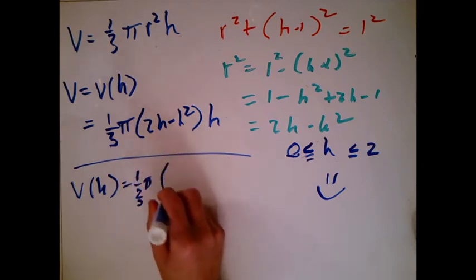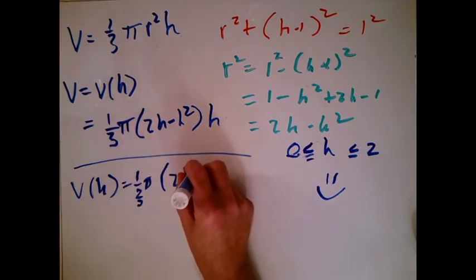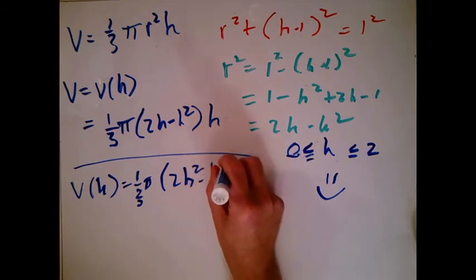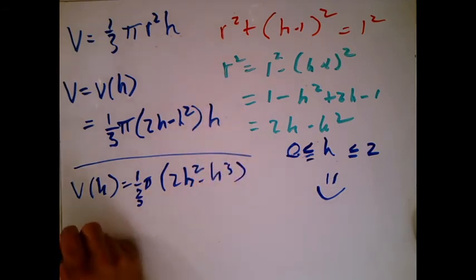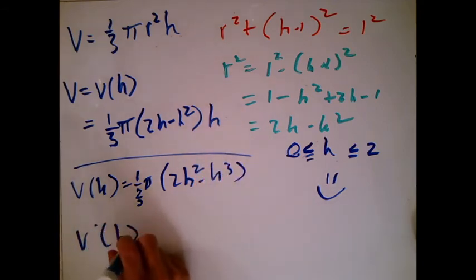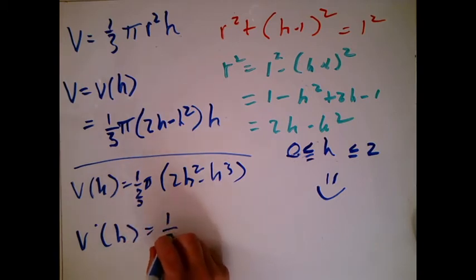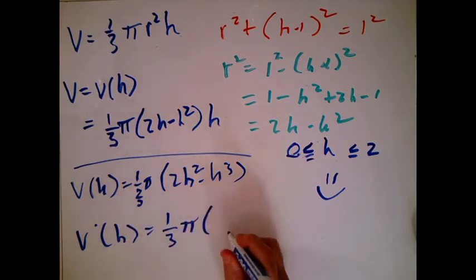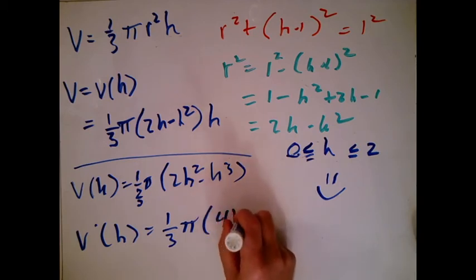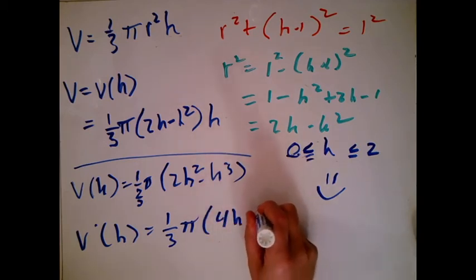1/3 pi. What's left here is 2h squared minus h cubed. Taking the derivative now is very simple. The 1/3 pi just keeps going along for the ride. All I get is 4h minus 3h squared.